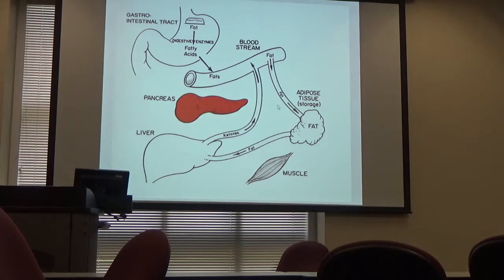So fat in the presence of insulin will get stored as fat, and some of the fat released from fat will go to the liver, and the liver will make ketone bodies out of it. And we can use those ketone bodies as a secondary energy source. If they get out of hand, then they cause us trouble. But in small amounts, the brain can use them, other organs can use them for fuel.